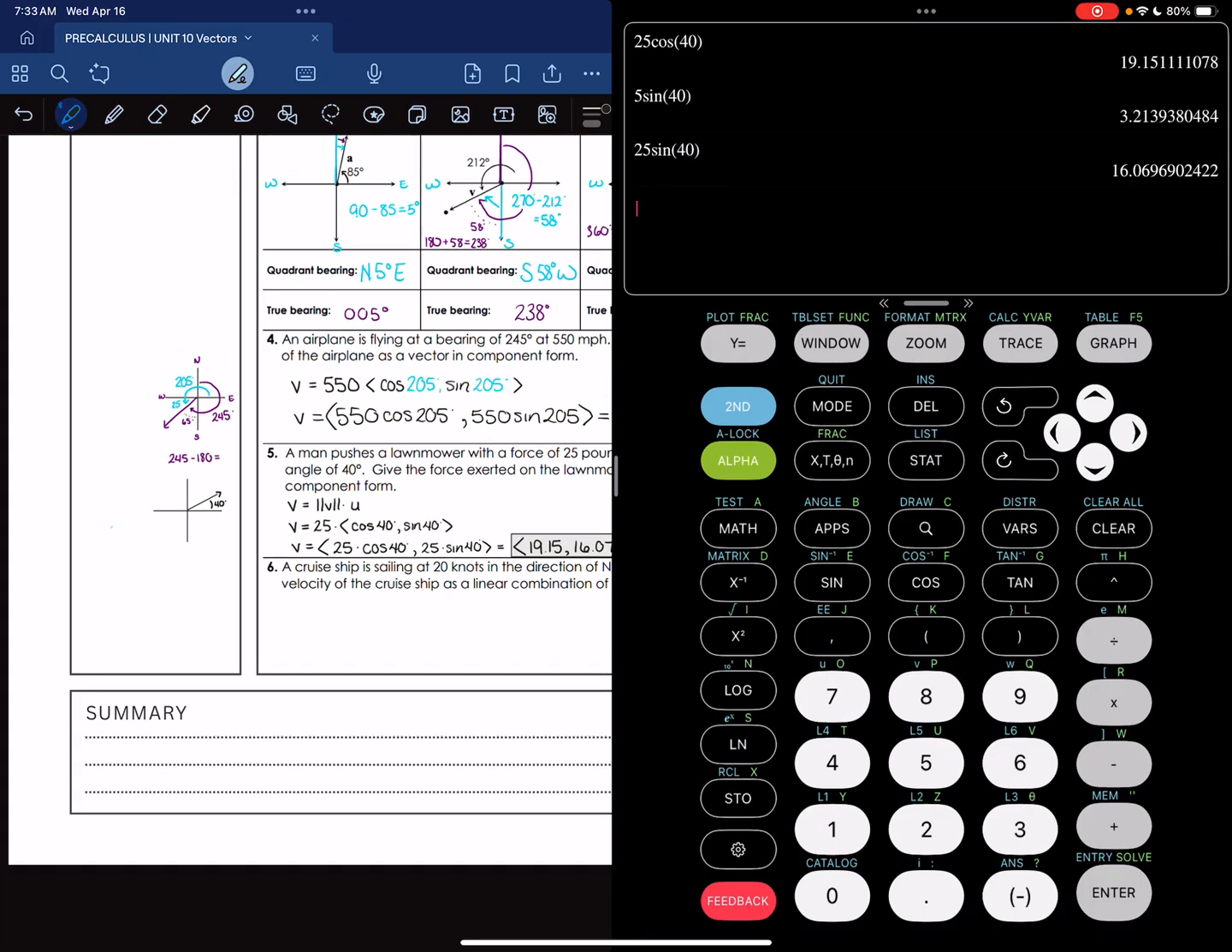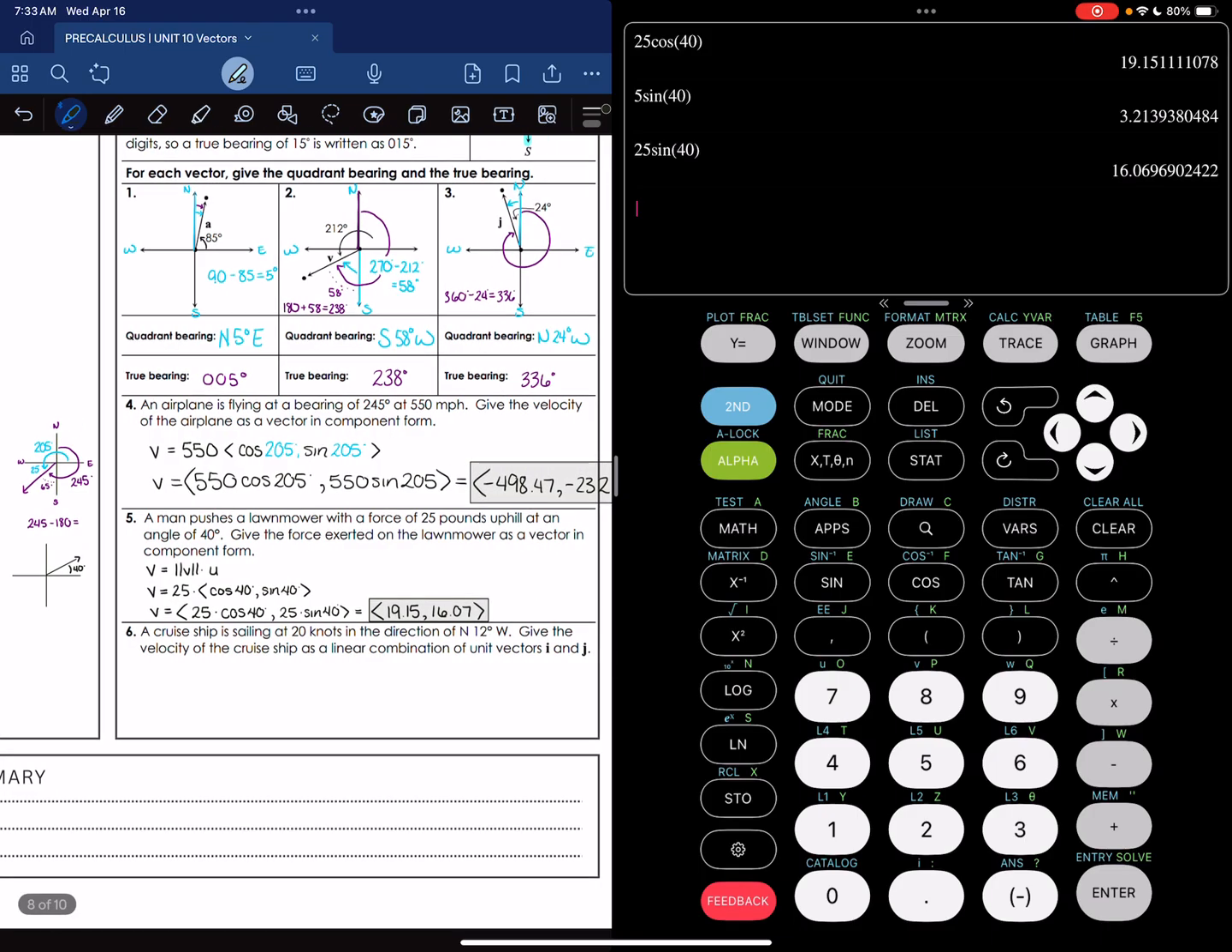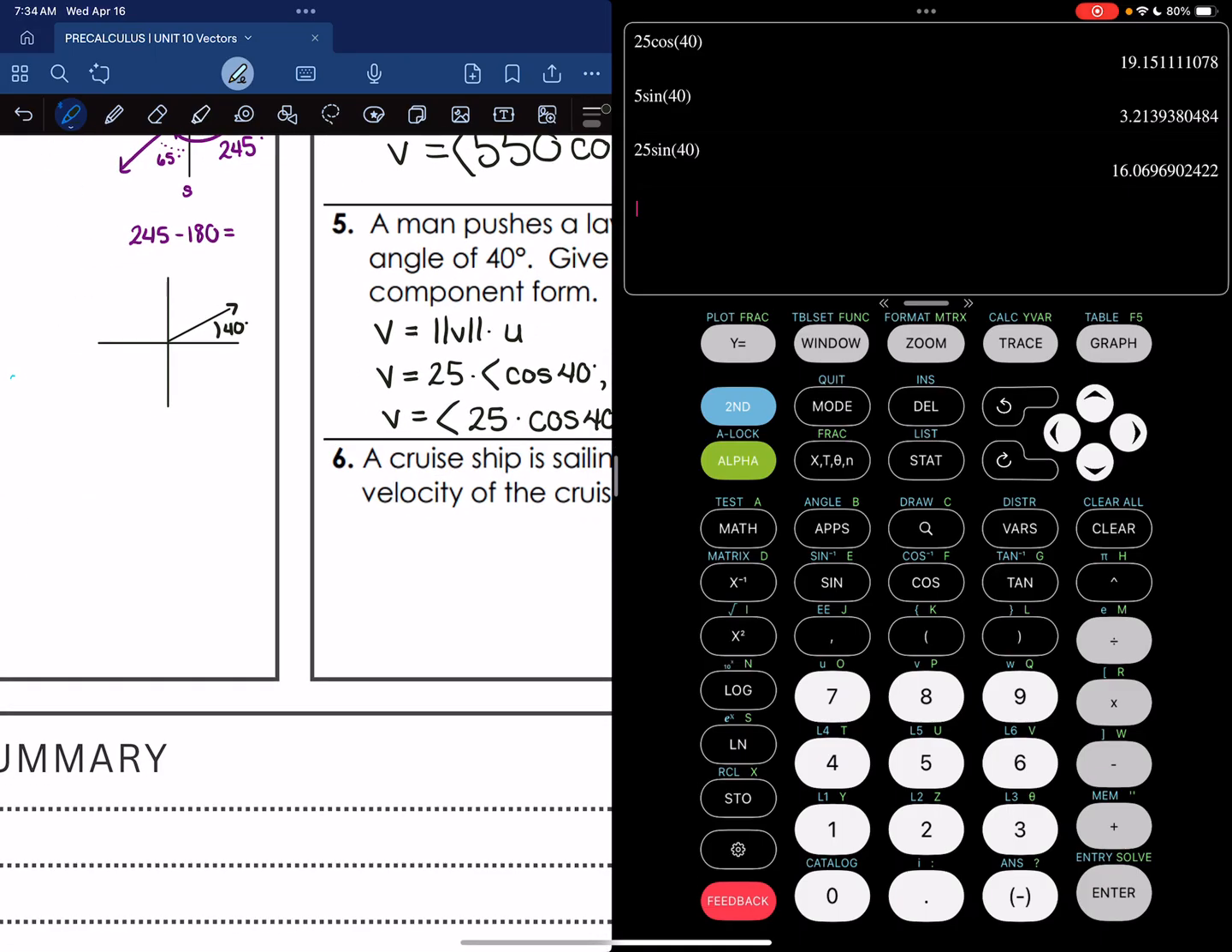All right, now just one more that we're going to do, and that is a boat. A cruise ship is sailing at 20 knots in the direction of north, 12 degrees west. Again, we've got a cruise ship and it's sailing at 20 knots in the direction 12 degrees west of north. We're going to give the velocity of the cruise ship as a linear combination now of our unit vectors i and j. So not just in component form, but as the linear combination of our unit vectors i and j. So to begin, when in doubt, draw it out.